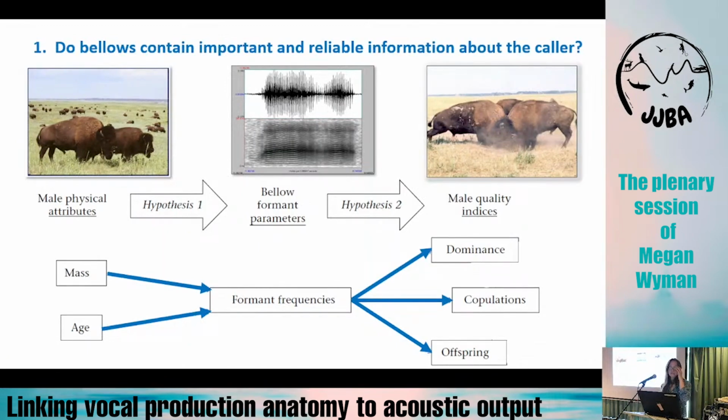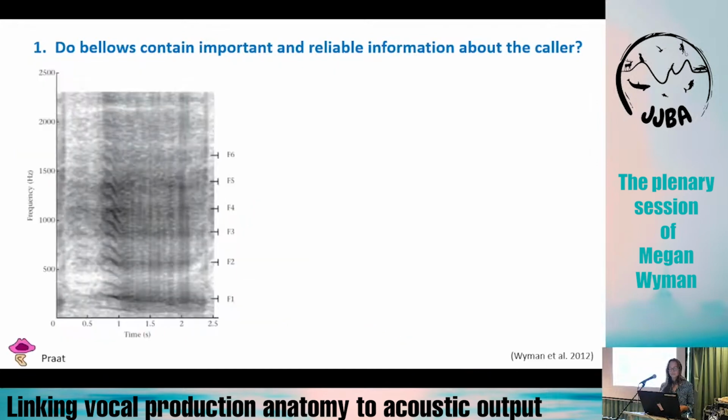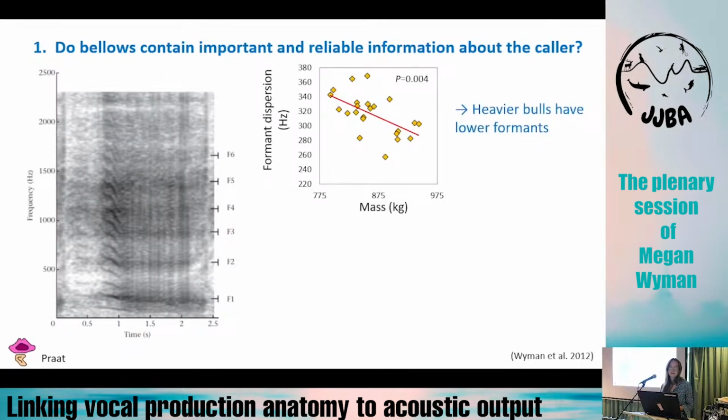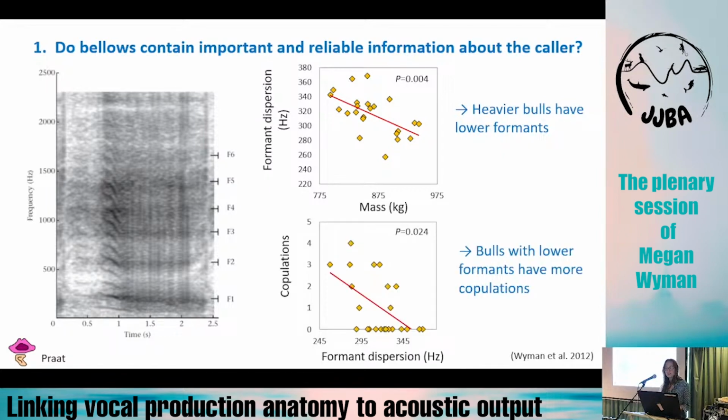We assessed this first question through two different hypotheses. The first is that male physical parameters of mass and age would predict formant frequencies, because there's an anatomical constraint there. And secondly, that these formant frequencies would predict male indices of quality, like dominance, copulations, and offspring. I'm going to focus on formants here, and we found that, yes, mass does predict formant dispersion. Heavier bulls have lower formants. And when you control for weight, we still found that formant dispersion predicted copulations. So bulls with lower formants have more copulations, so a higher chance of higher reproductive success.